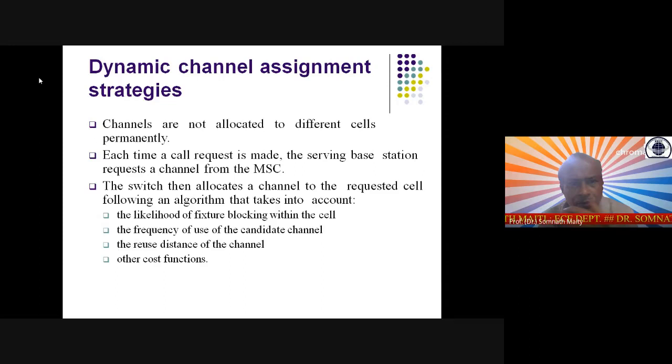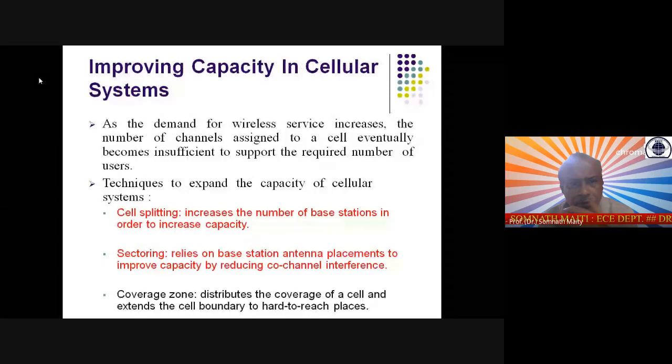So depending upon these parameters, it is dynamically allocated. Any particular cell is not allocated a fixed number of channels. It is allocated from a common pool depending upon the customer's past history and other factors. So this is about channel allocation strategy.